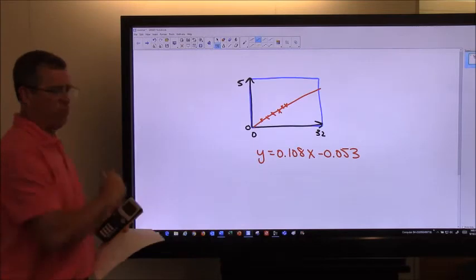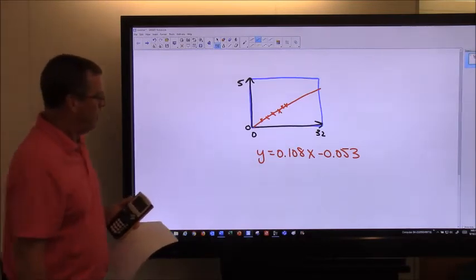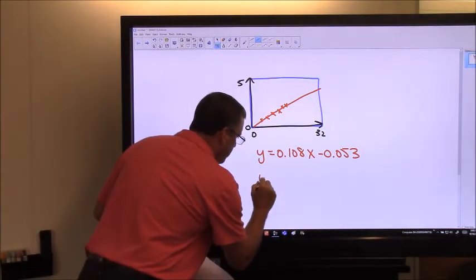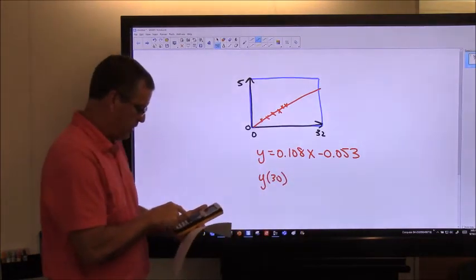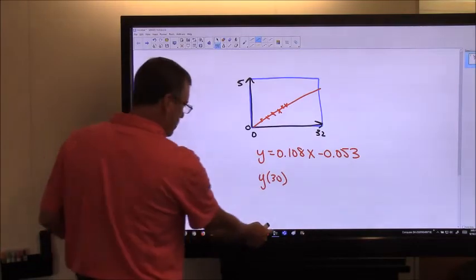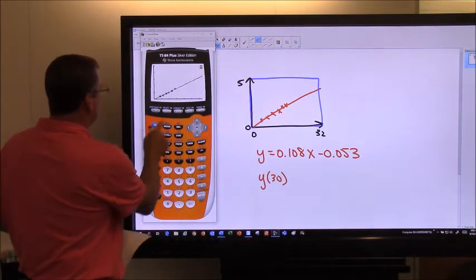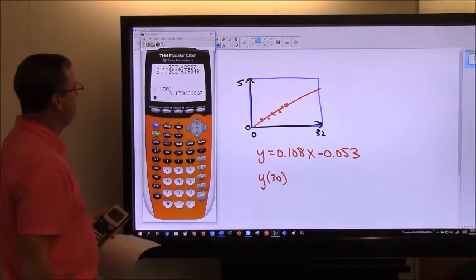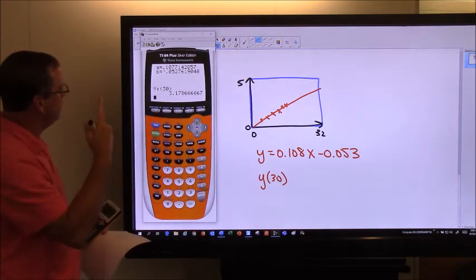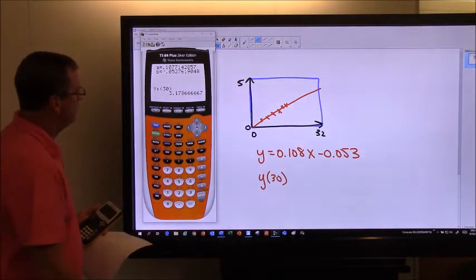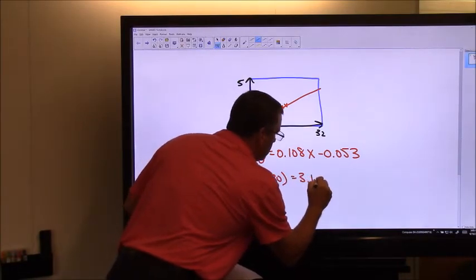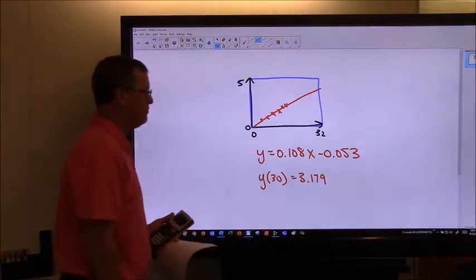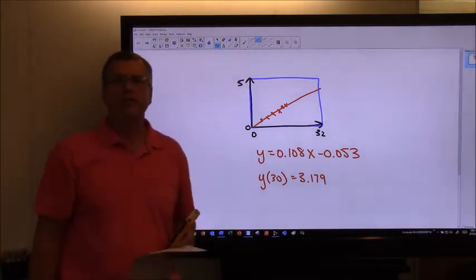I don't have to write y1. I'm not worried about that. But when I plug in 30, y at 30, let me do it on this one again. I'll go back to my home screen. There it is. 3.17, I have to round up. So 179. So that equals 3.179. And there it is. I'm done.